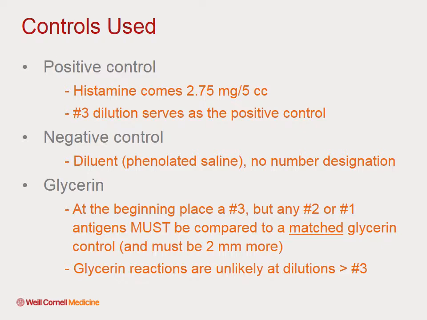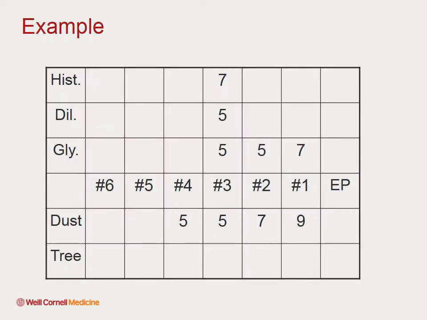Now, glycerin reactions are very unlikely once you get beyond dilution number 3. So when you're testing allergens at number 6, number 5, and number 4, there's no need to place a matched glycerin control.